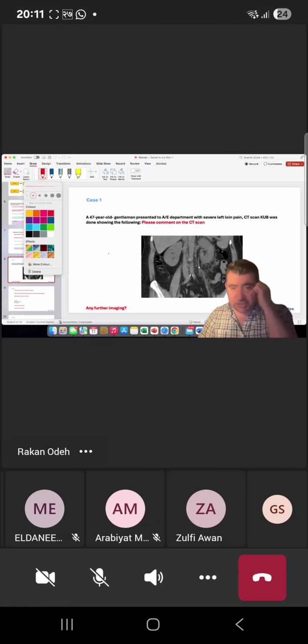So you have a 47-year-old gentleman presented to A&E department with severe left loin pain. CT scan KUB was done showing the following. Please look at the CT scan and comment on it.